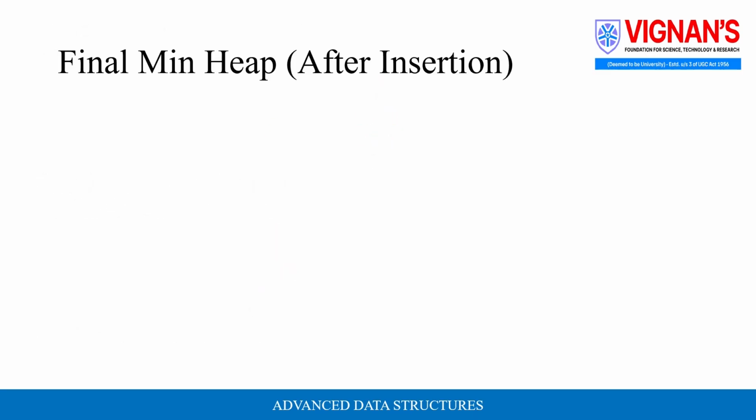This is the final min heap after insertion. The root node contains 5, which is the smallest element in the heap. The children of 5 are 20 on the left and 10 on the right. The node 20 has two children, 40 and 50. The node 10 has one child, 30.